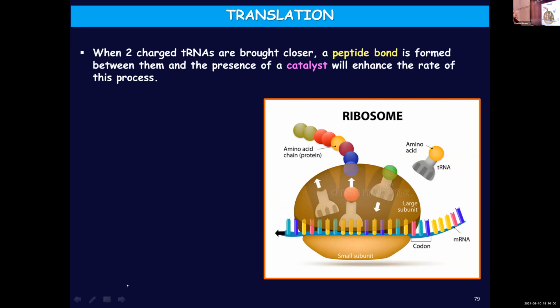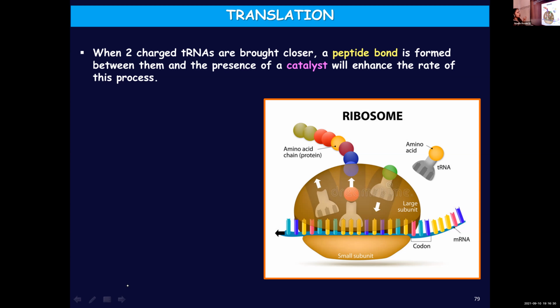Here you can see the picture of a ribosome and the translation process taking place. When two charged transfer RNAs are brought together, a peptide bond will be formed between them, and the presence of a catalyst will enhance the rate of this process.